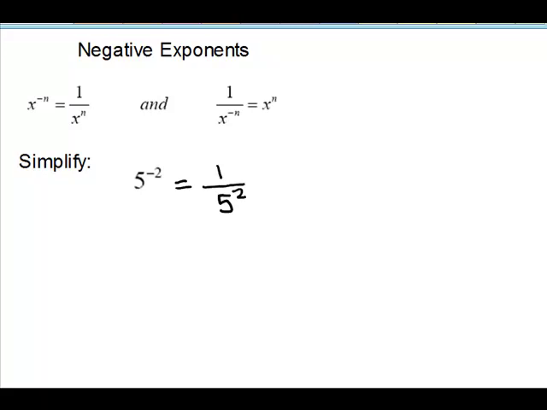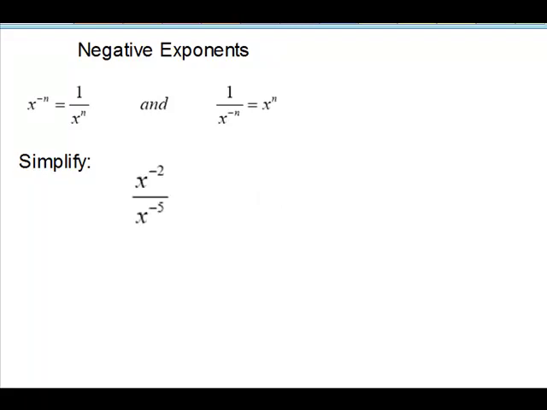So we have to show a 1 in the numerator. So 1 over 5 to the positive 2. Now we can work it out. 5 squared does have a meaning for us, but it is in the denominator. 5 squared gives us 25. So remember, shift this first before you try to evaluate.